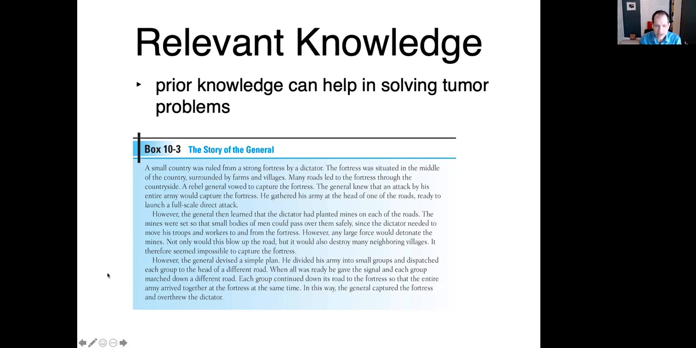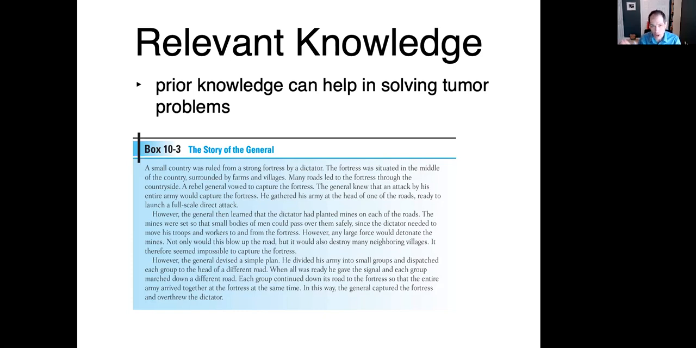I should just point out that small bodies of men means a small group, not small men, right? We're not talking little men, just a small group. So a small collection of the army could pass over them safely because the dictator obviously needed to move his troops. Any large force would detonate the mines, which would blow up the road, damage the large force, but also destroy villages. And so the general thought that maybe it would be impossible because he wouldn't be able to move his entire force.